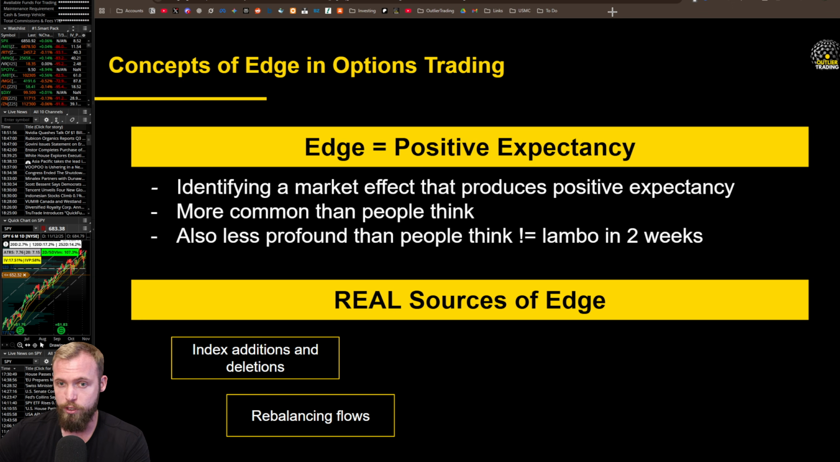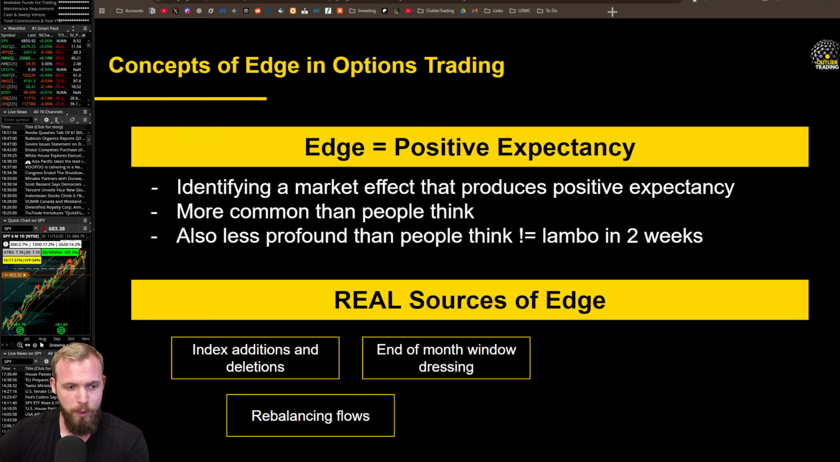That causes earlier moves that can become dislocated from the rebalancing. But we know the rebalancing effect exists.